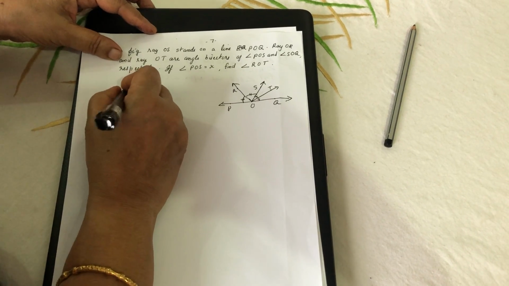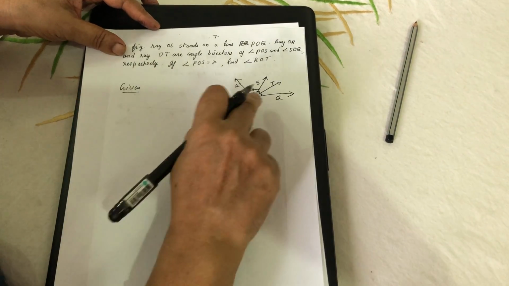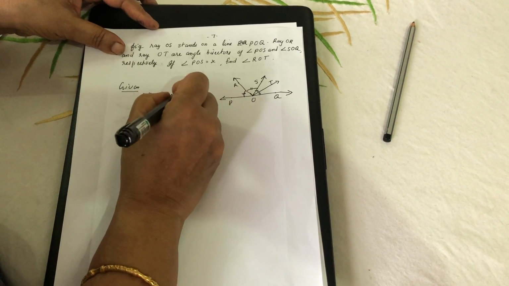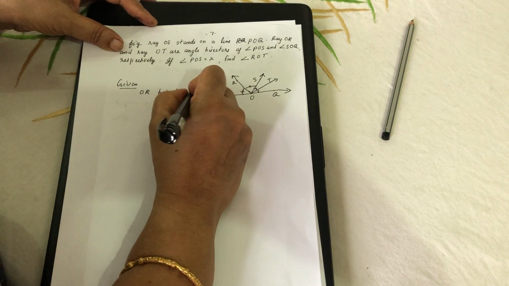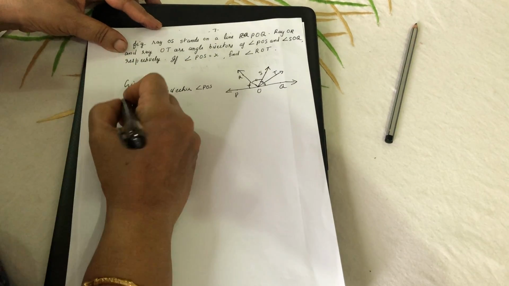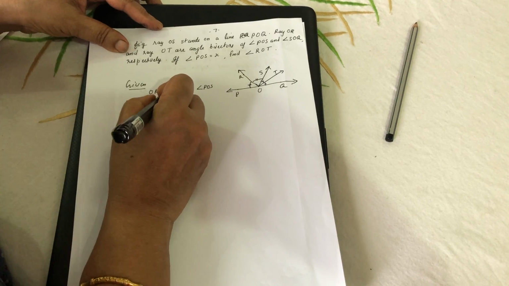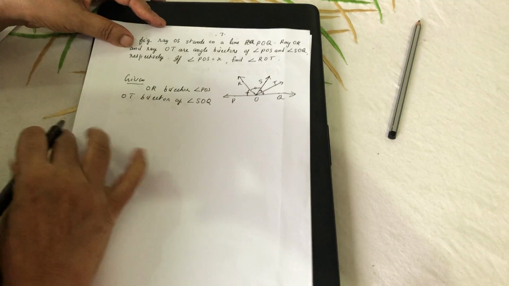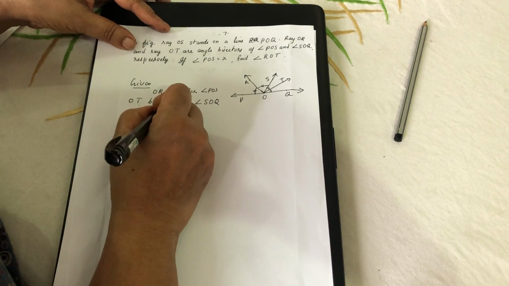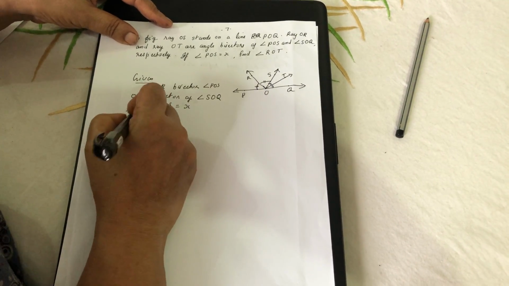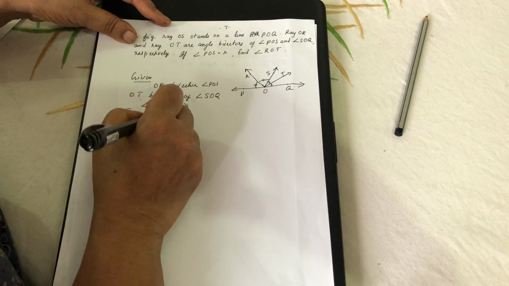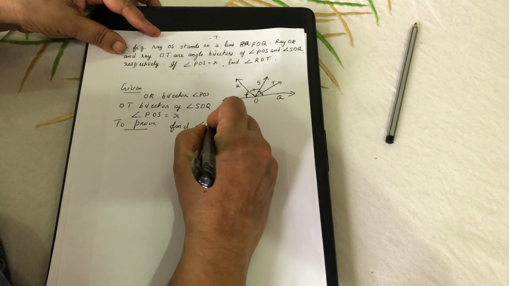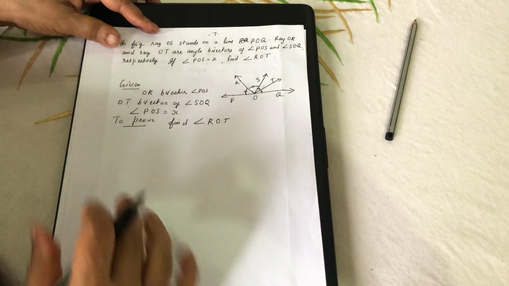So what is given? Given is OR bisector of angle POS, then OT bisector of angle SOQ, then angle POS is given as x. What you have to prove? You have to find angle ROT, this angle.